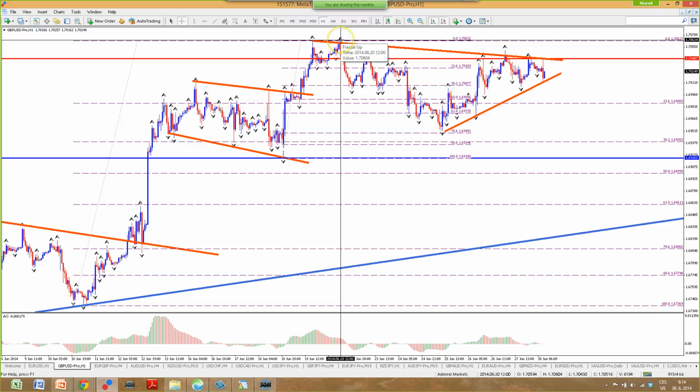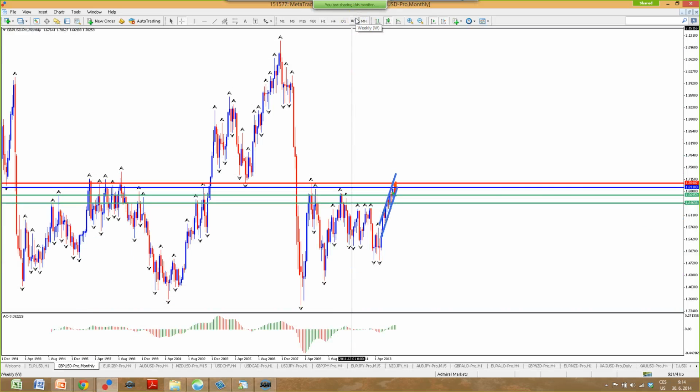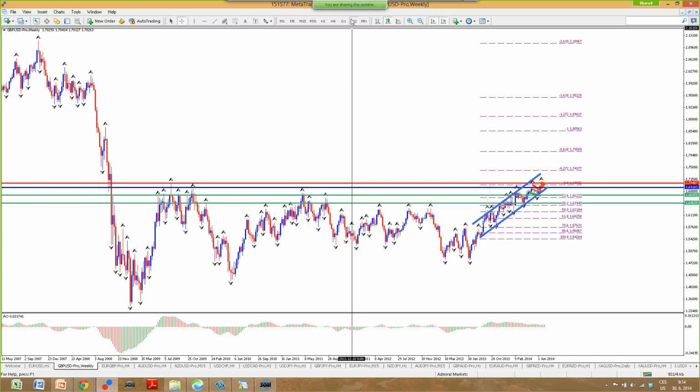Price did push through it, but only about 23 pips. So it's not a big break. It's some break, but it isn't a huge break. So that's something that could still be concerning for the bulls at the moment.